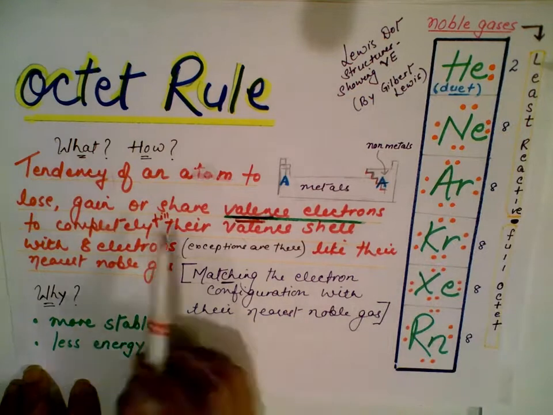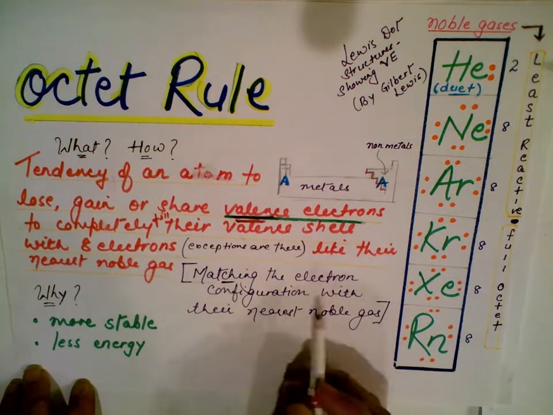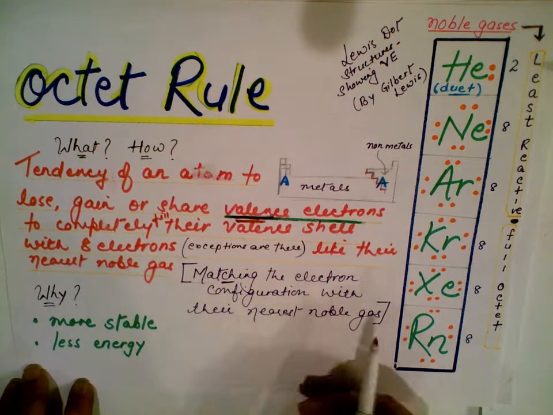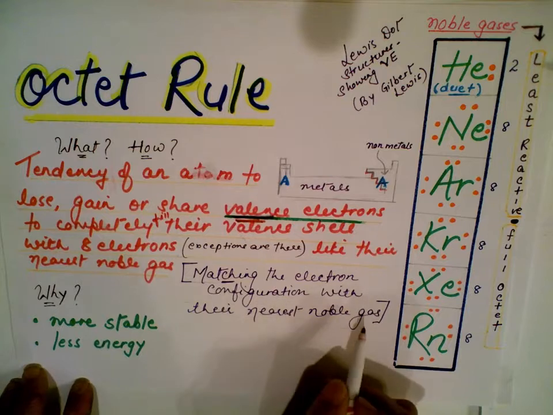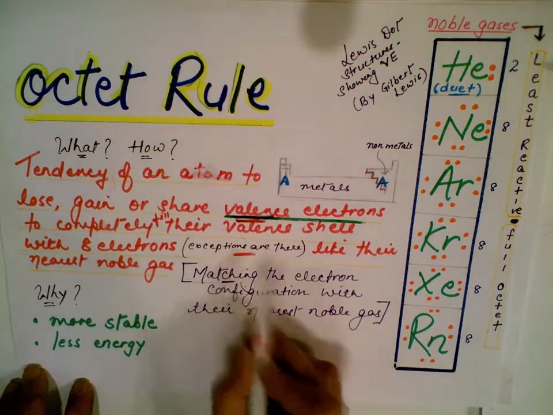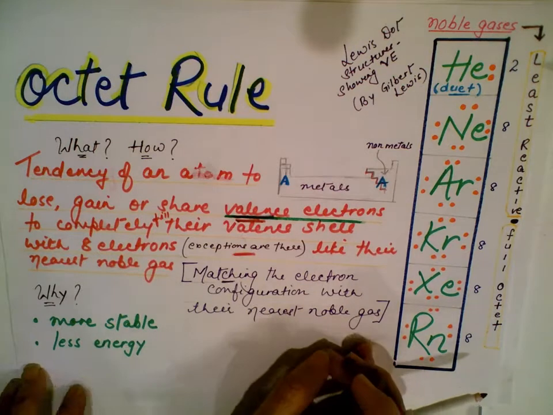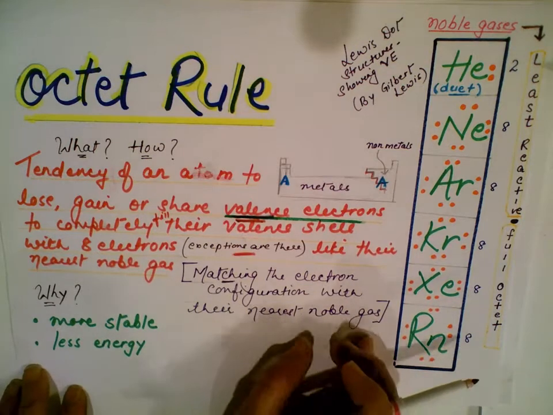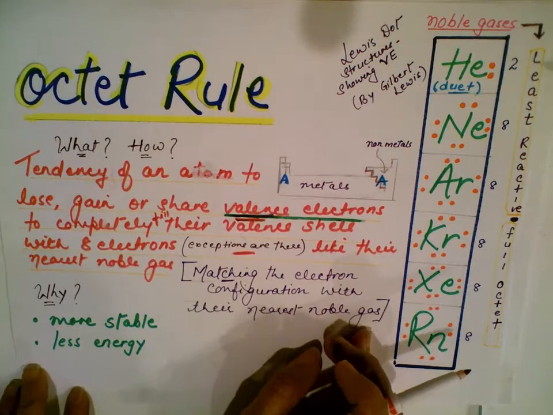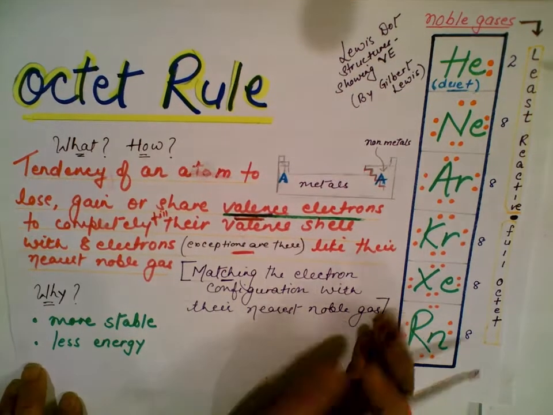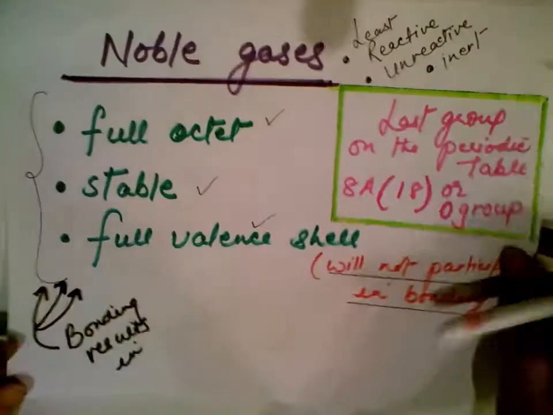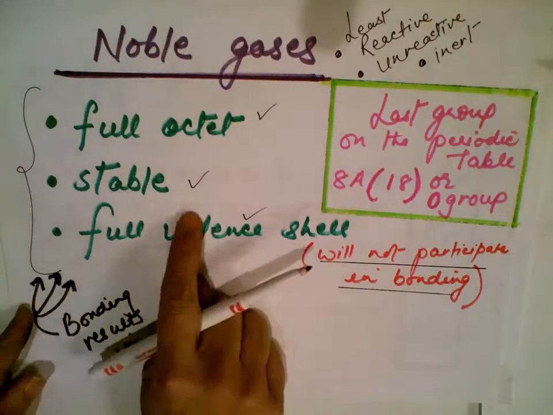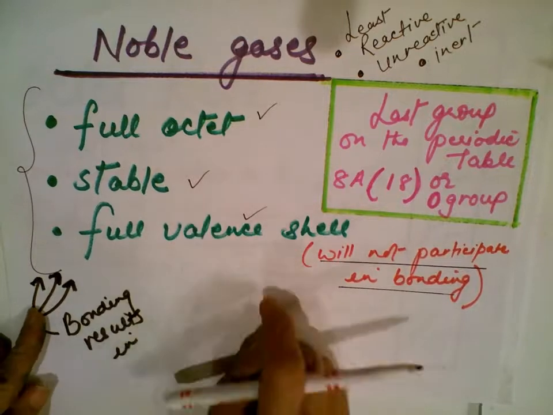So what happens as a result of losing, gaining, or sharing valence electrons? All the atoms on the periodic table match up their electron configuration with their nearest noble gas. Again, of course, there are exceptions. But in general, all elements on the periodic table lose, gain, or share valence electrons to be like their nearest noble gas. As a result of attaining a noble gas configuration, they become more stable. Why more stable? Because of the full octet, full valence shell.